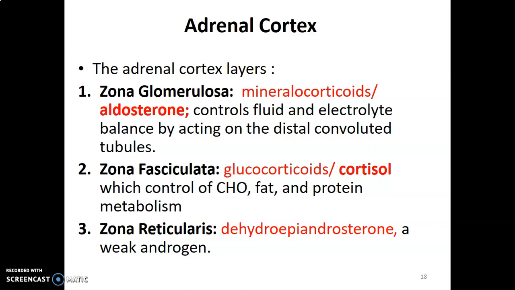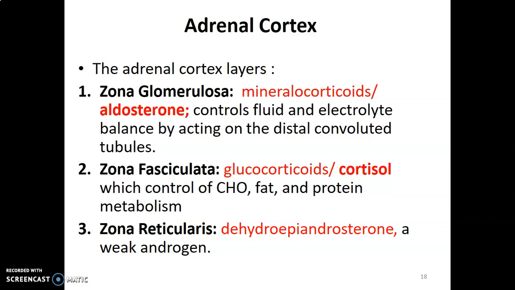Zona fasciculata is the next layer of the adrenal cortex. It produces glucocorticoid or cortisol, which is a stress hormone. In times of stress, you produce glucocorticoid. Glucocorticoid helps to control metabolism of carbohydrate, fat, and protein, and it also raises the blood sugar levels.